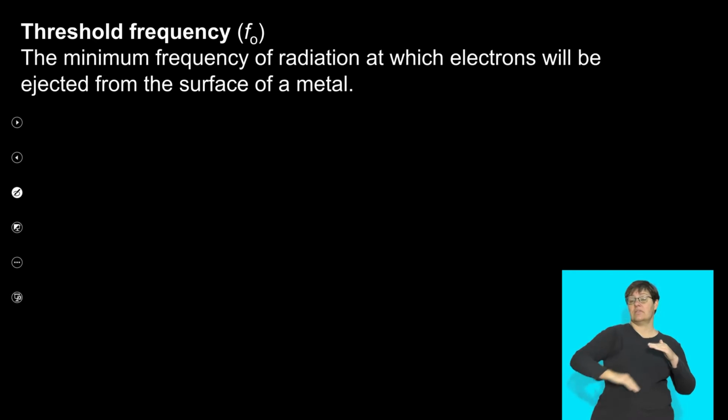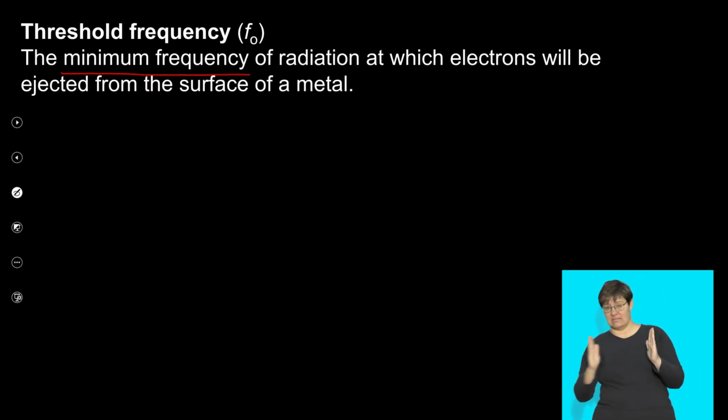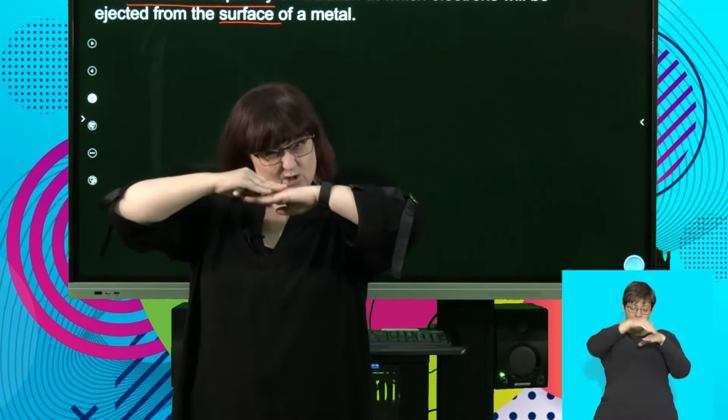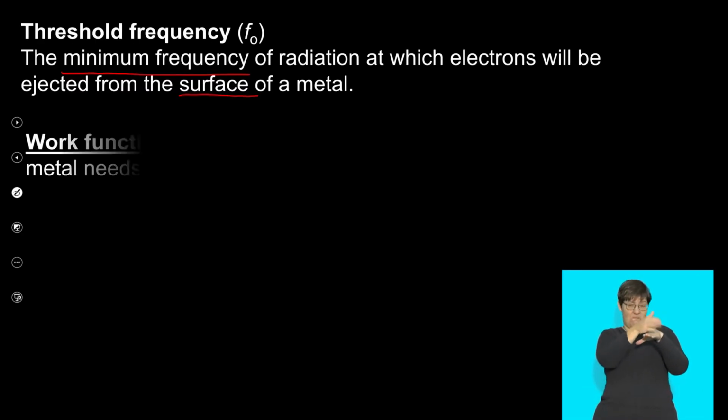Threshold frequency, remember, is the minimum frequency of radiation, so that's any part of the electromagnetic spectrum, usually referring to light, at which electrons will be ejected from the surface of a metal. Please don't forget the word surface here, because the photons only hit the top of the metal. So it's the surface electrons that are going to come off. It's not like the photons go all the way into the metal and then eject them. It's the ones at the top, because those are easy to get out.